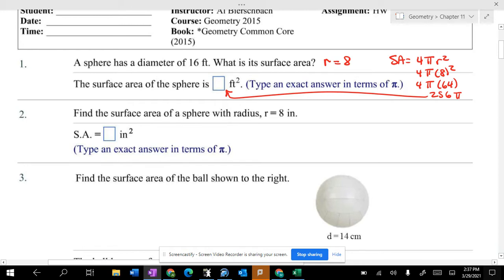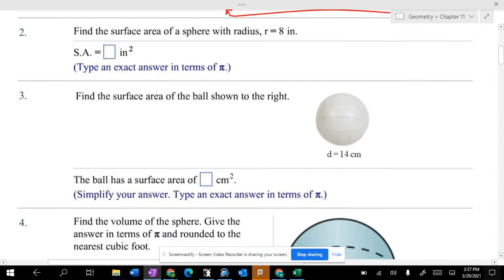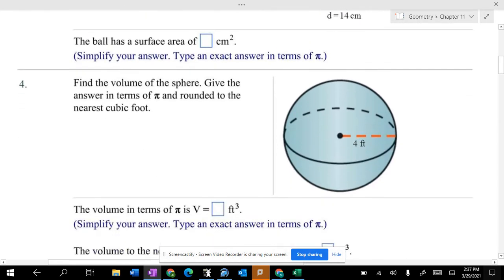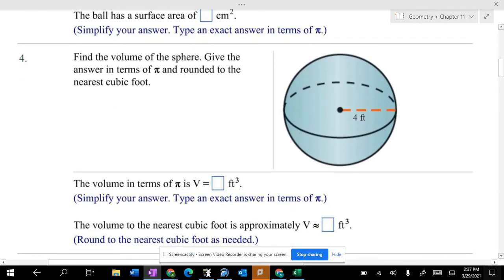Just plug it in. So we're going to skip over number 2. We're going to skip over number 3. And we're going to go straight to number 4. Now this is a volume. The volume equals 4/3 pi r cubed. So it's 4/3 pi. The radius is 4 cubed. 4 times 4 times 4 is 64.